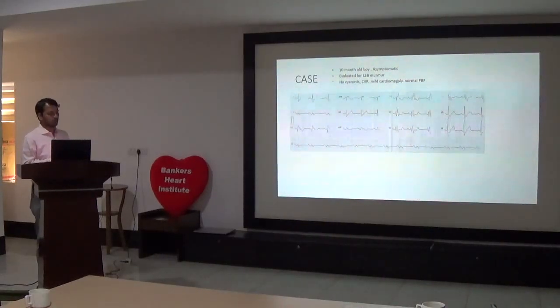There is a 10-month-old boy, asymptomatic, evaluated for a left sternal border murmur. No cyanosis, X-ray history of mild cardiomegaly, normal pulmonary blood flow patterns. Here I specifically want you to see the morphology of the QRS complexes in this patient. These are called fragmented QRS complexes, typically observed in Ebstein's anomaly. This is a case of Ebstein's anomaly.